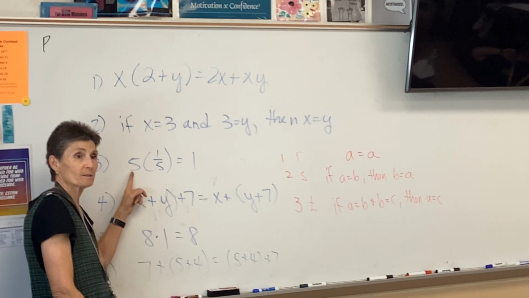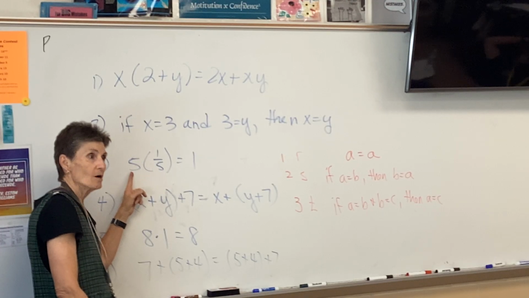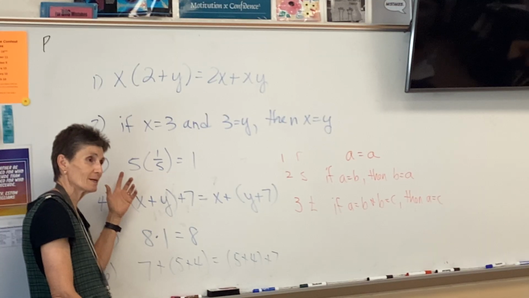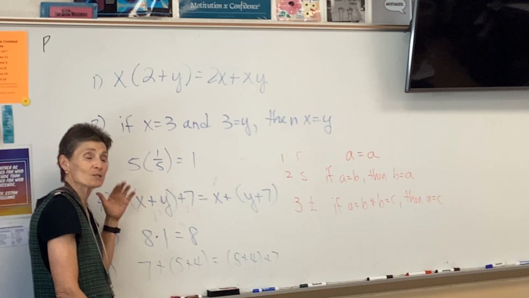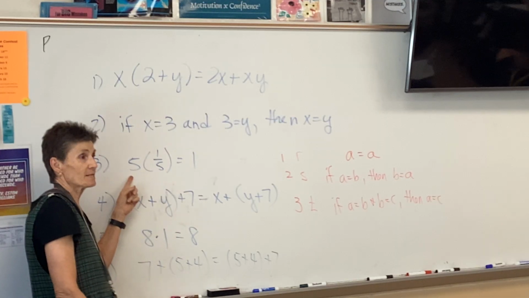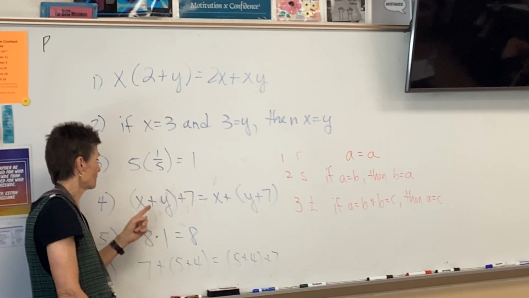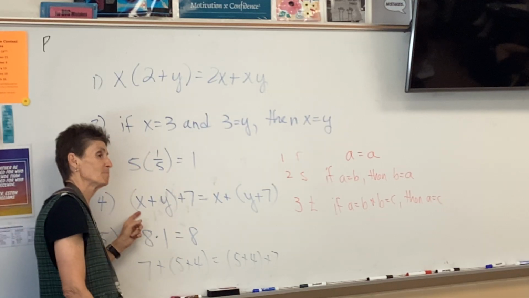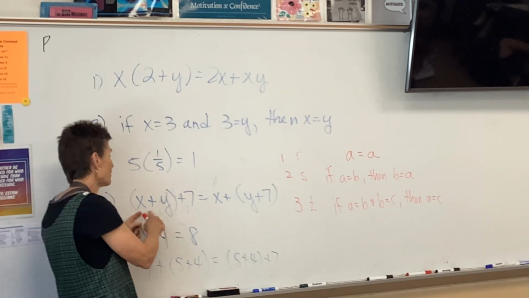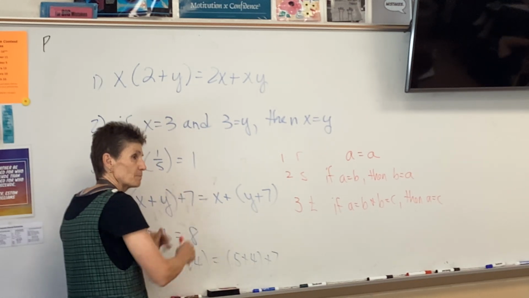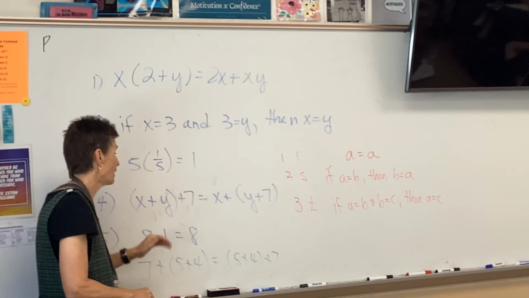All right, what property is this one? Multiplicative inverse. What's this one? Associative of addition. Here, nothing changed except the grouping. That's associative of addition.